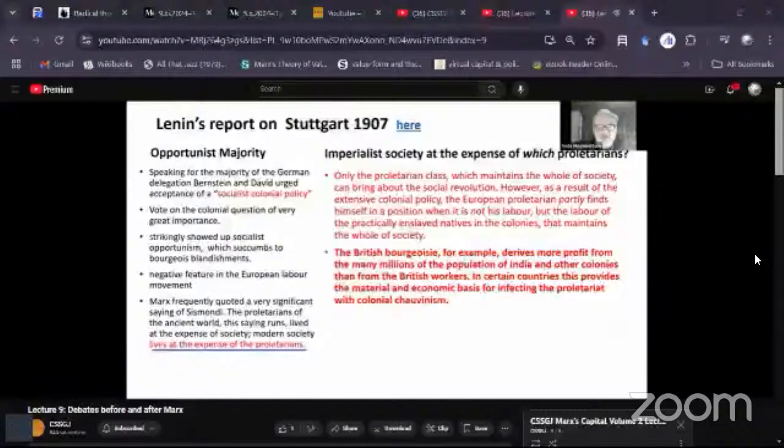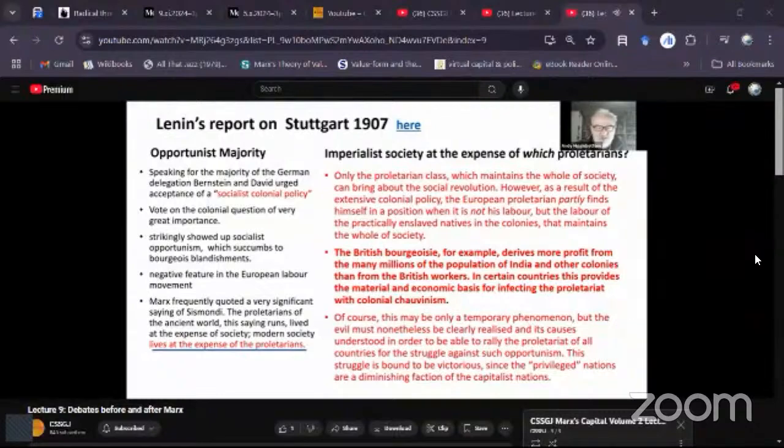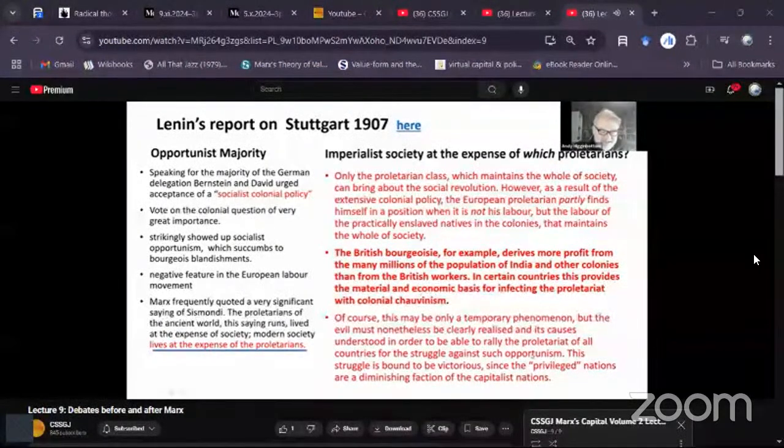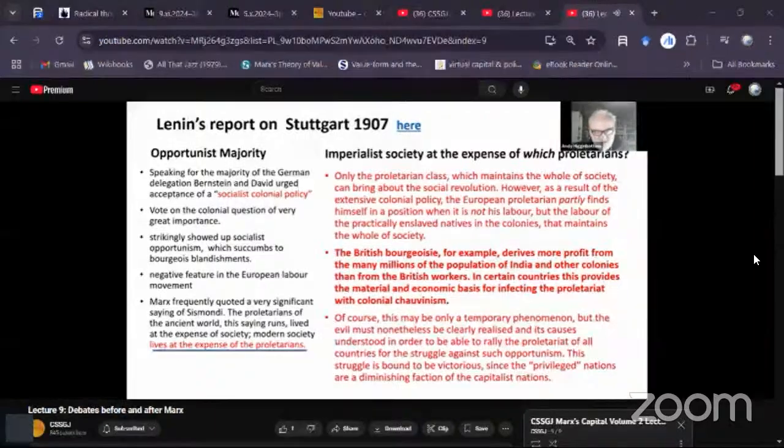Now, from 1907 to the outbreak of the First World War in 1914, there's a political ferment, I should say. Lenin writes about the Stuttgart conference very, very tellingly. He's saying basically German social democracy supports war, or at least the opportunist Bernstein wing does, and it supports a socialist colonial policy. Now, Sismondi comes back in because Marx quoted Sismondi as saying the proletarians of the ancient world lived at the expense of society, whereas modern society lives at the expense of the proletarians.